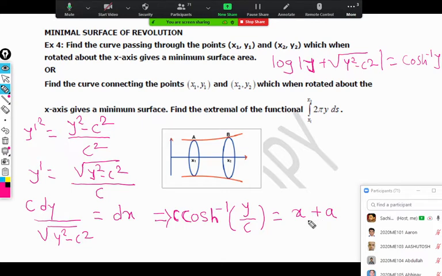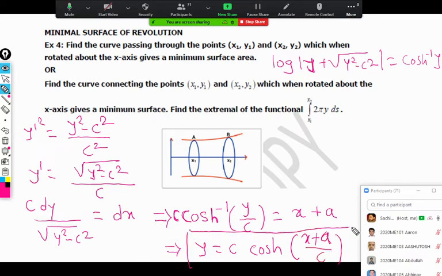If we take c to the other side, it gives x plus a upon c, and the final answer is written as y is equal to c times cos hyperbolic of x plus a upon c. That's the final answer. As this is a standard example, generally the answer is expected in this form.